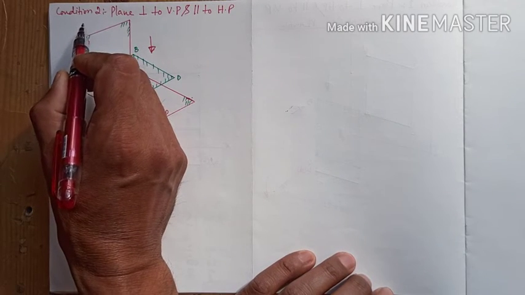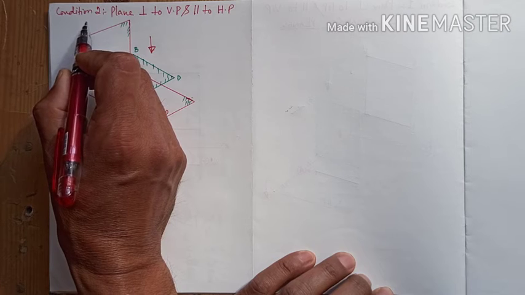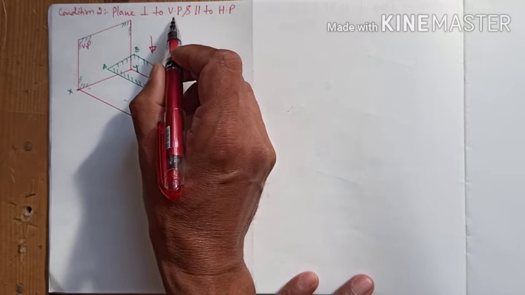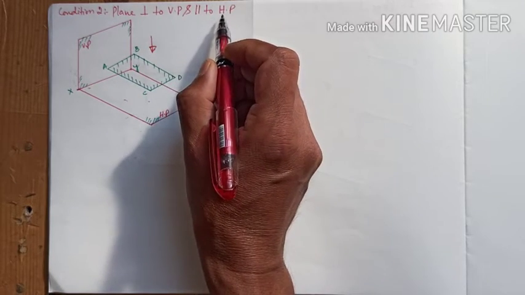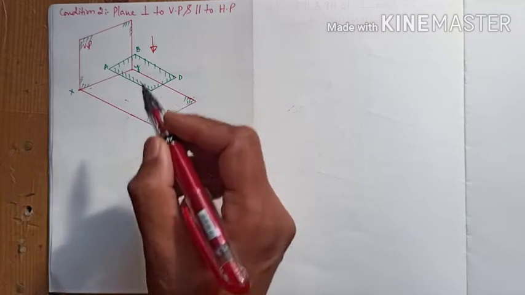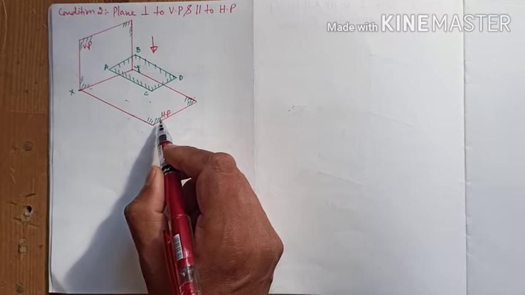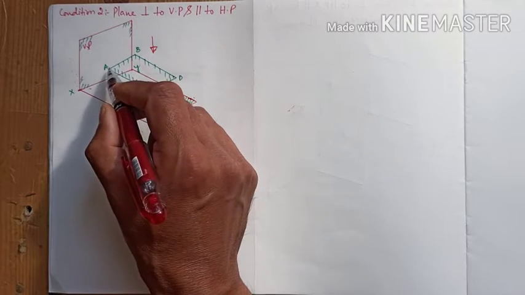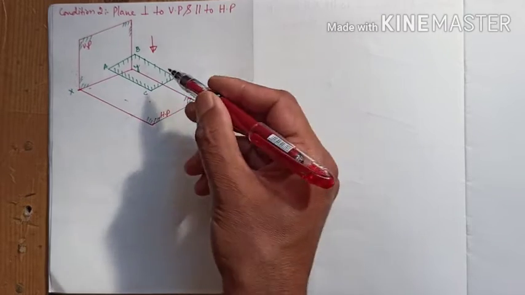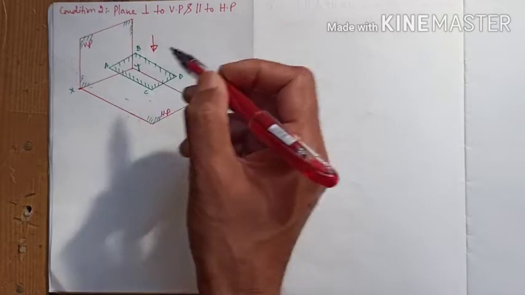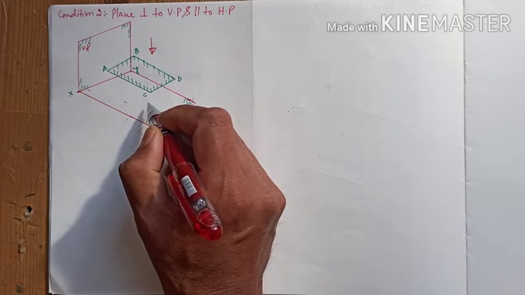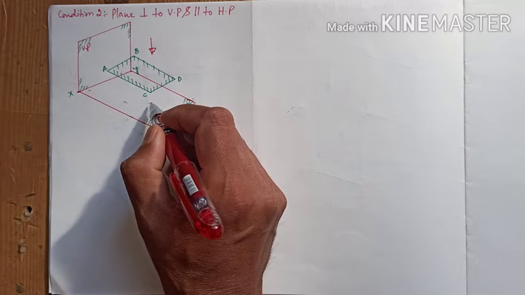So today I am with you with condition 2 of the projection of planes. The condition is: the plane is perpendicular to VP and parallel to HP. So we have two principal planes, as you know. We have a vertical plane and a horizontal plane, and there is one more plane, the plane ABCD. This plane is perpendicular to the VP and the same plane is parallel to the HP. So we have to draw its orthographic view.